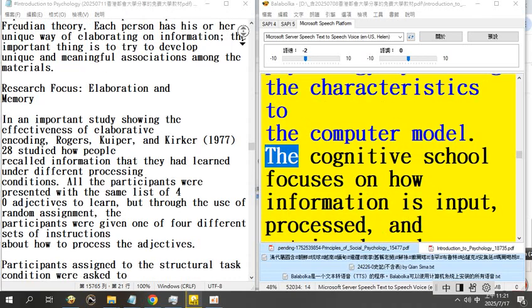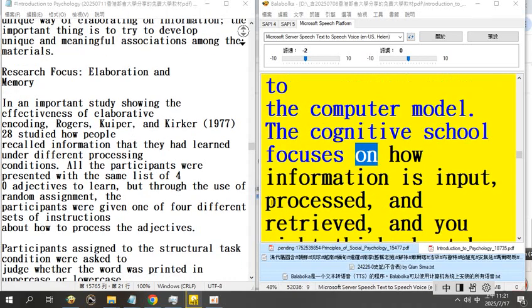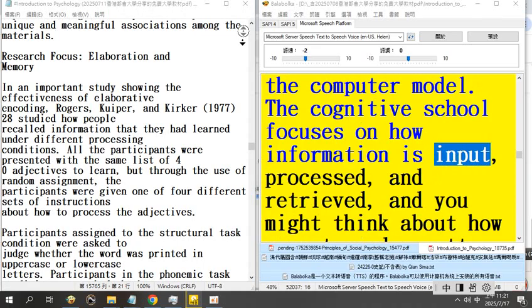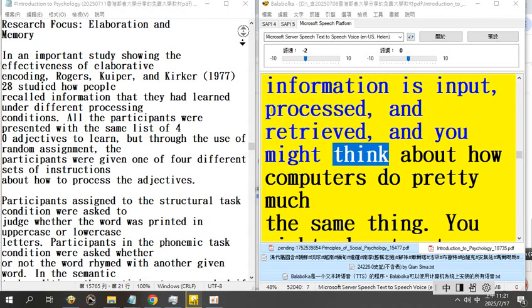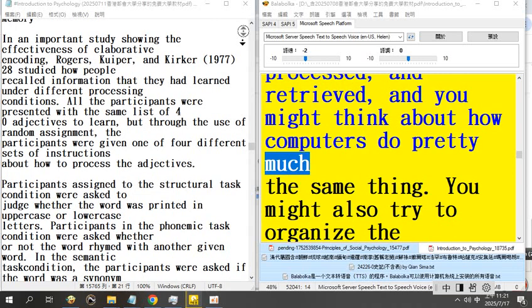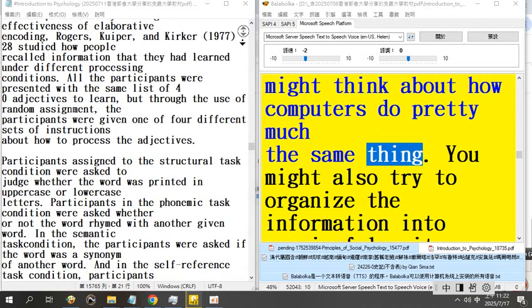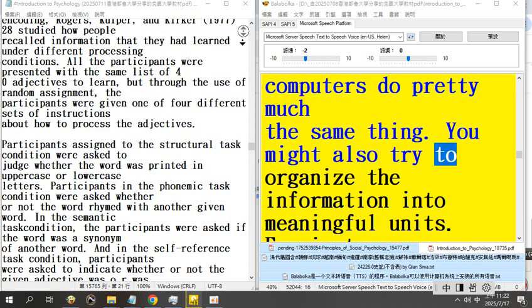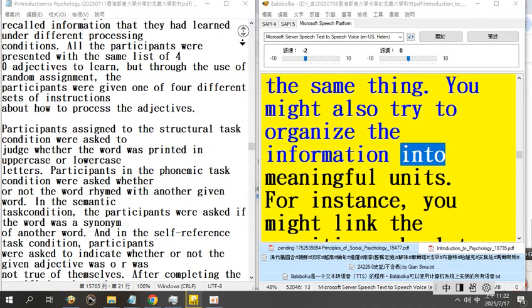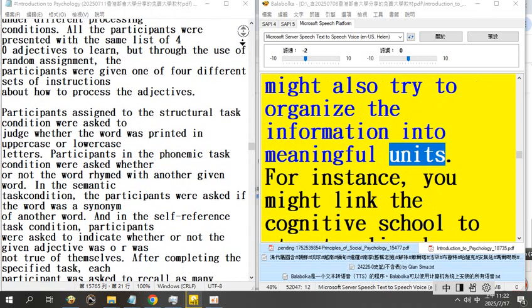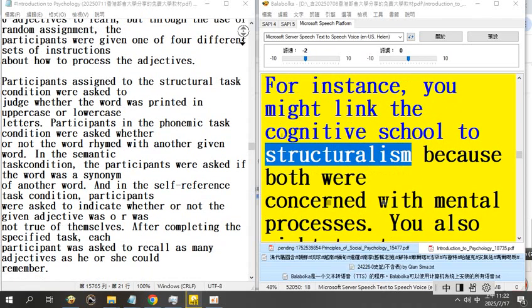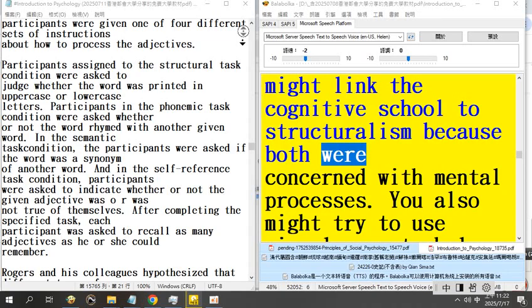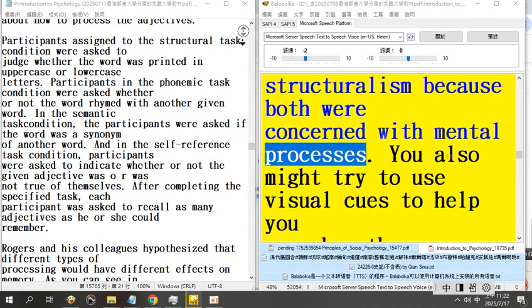The cognitive school focuses on how information is input, processed, and retrieved, and you might think about how computers do pretty much the same thing. You might also try to organize the information into meaningful units. For instance, you might link the cognitive school to structuralism because both were concerned with mental processes.